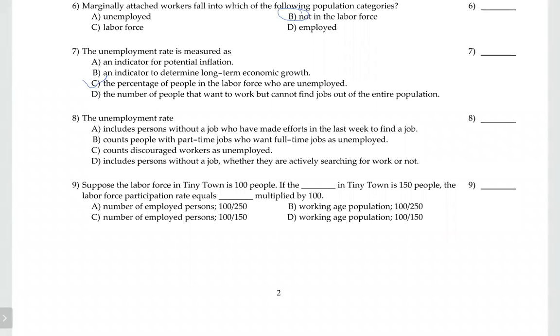Okay. 8, unemployment rate, let's go one by one. Include people without a job who have made effort in the last 4 weeks to find a job. That is correct, so this should be considered as unemployed. Now B, count people with part-time jobs who want full-time jobs. So this person is employed, but is considered involuntary part-time. C, discouraged workers are not in the labor force. D, including people without a job, whether they are actively searching for work or not. That's not correct. If someone is not actively searching for a job, they are not unemployed. So A is correct.